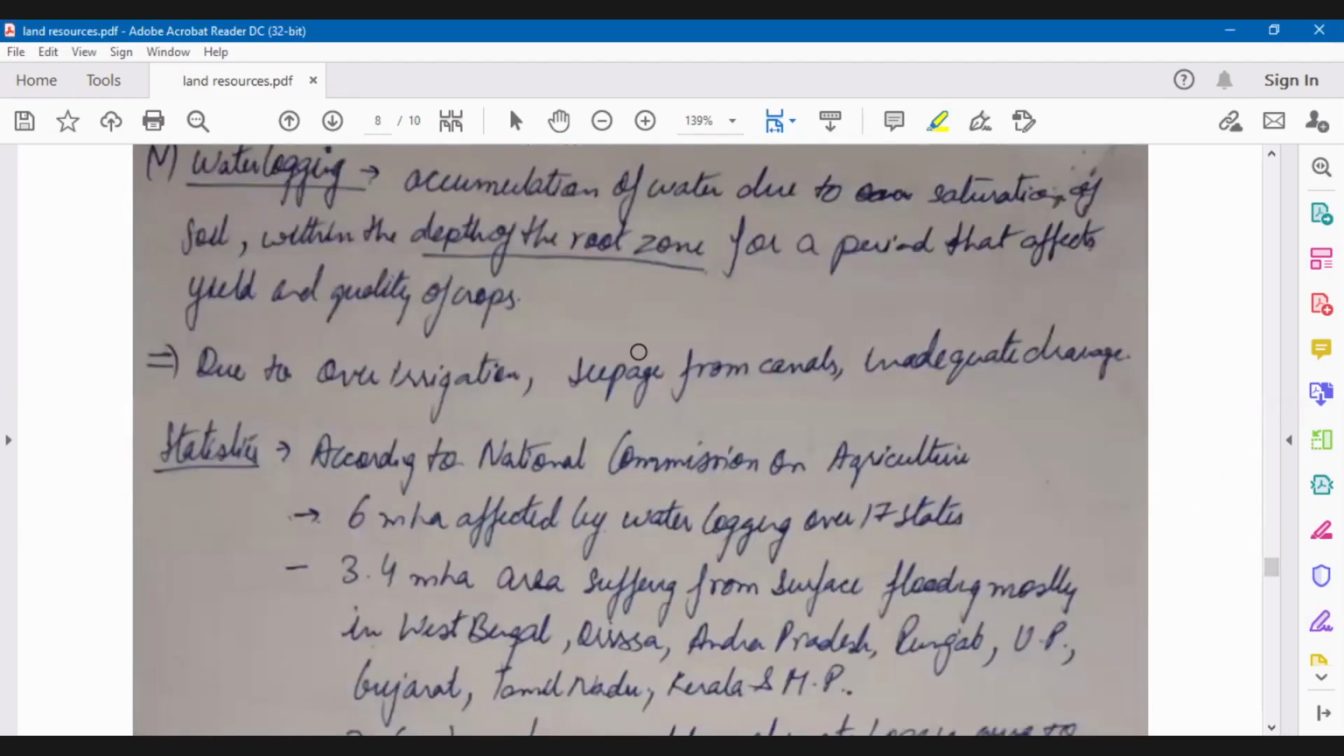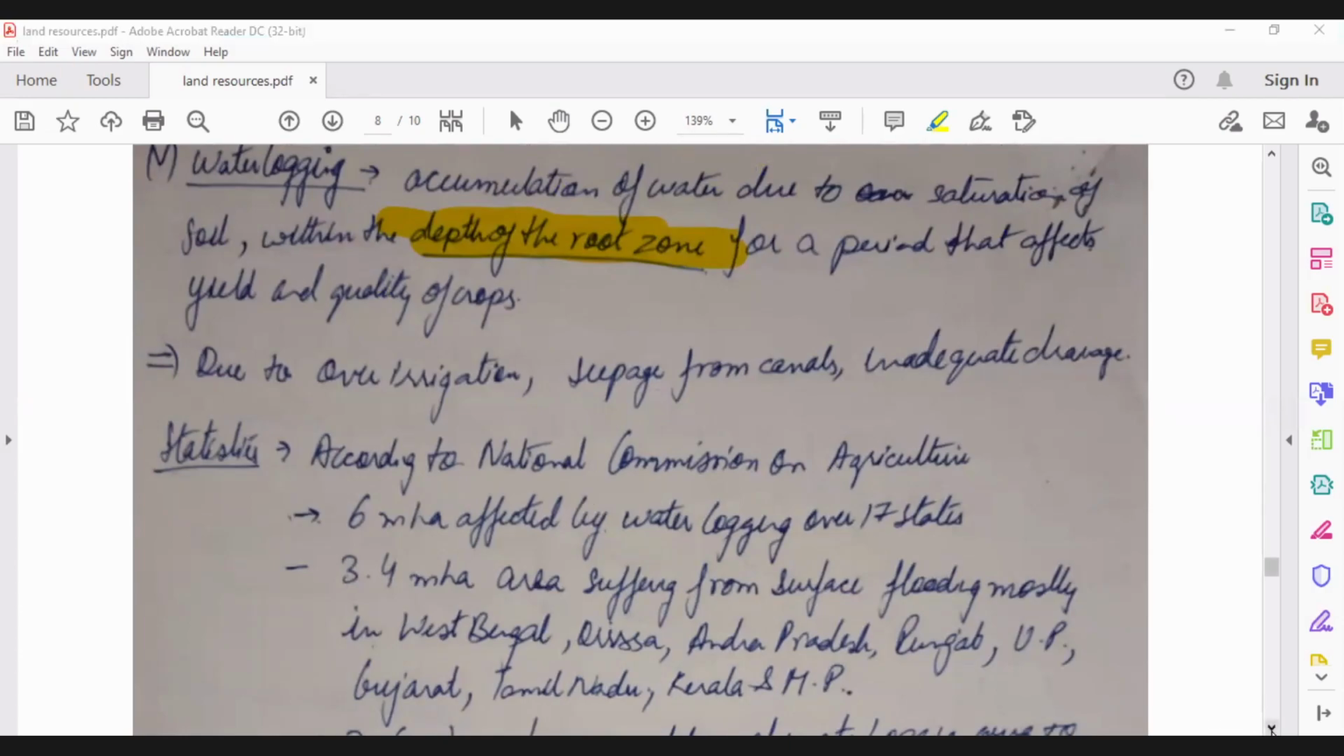degradation. Waterlogging we have studied. It is the accumulation of water due to saturation of soil within the depths of the root zone, the image that I showed you yesterday, for a period that affects the yield and quality of crops. So what decides that there is waterlogging and an effect on crops? Basically, for how long, it is decided by how the yield and the quality of the crop is getting affected. Okay, so this is one factor.